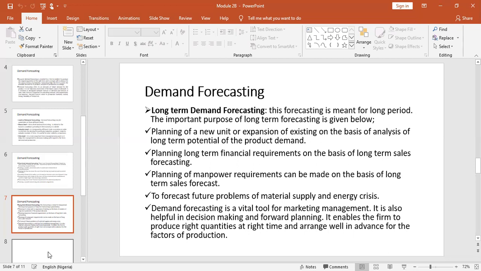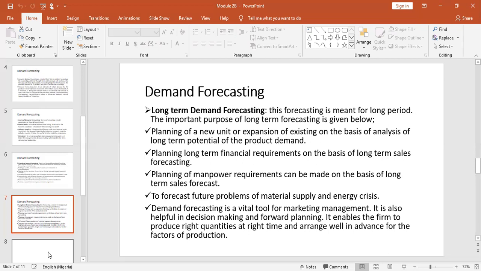Then planning of manpower requirements can be made on the basis of long-term sales forecast. Also, you know how many people you want to carry along, whether you want to hire more people. So you plan all that, and then you begin to hire people and train them and put them on the line before you eventually decide to expand or something like that.